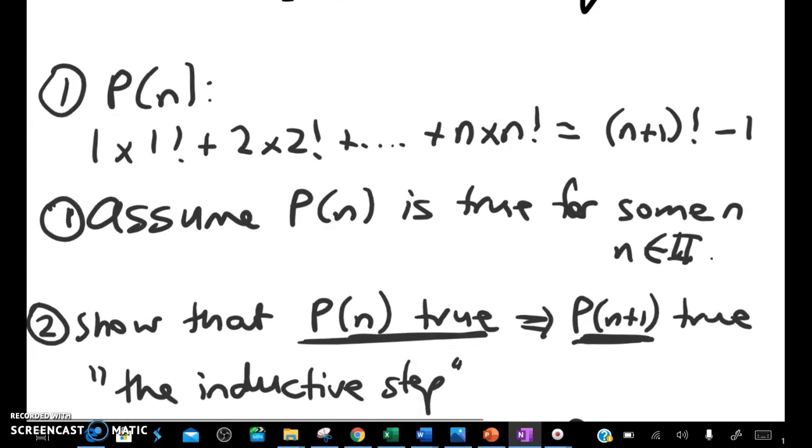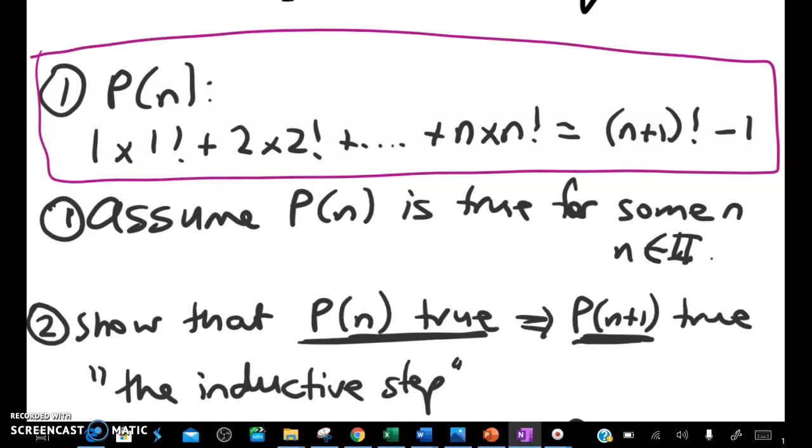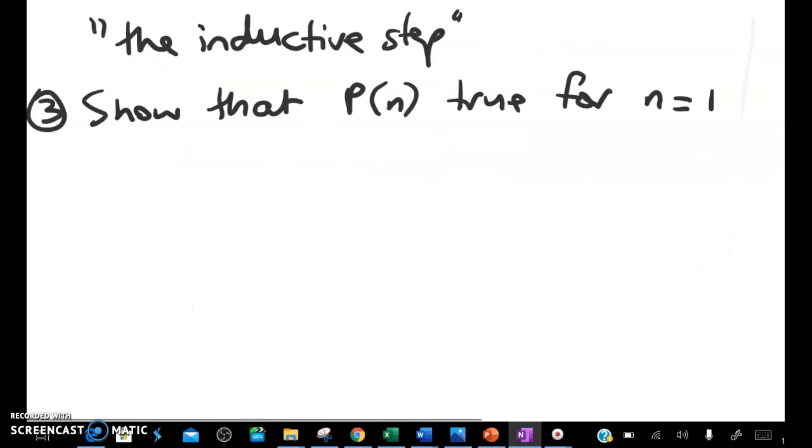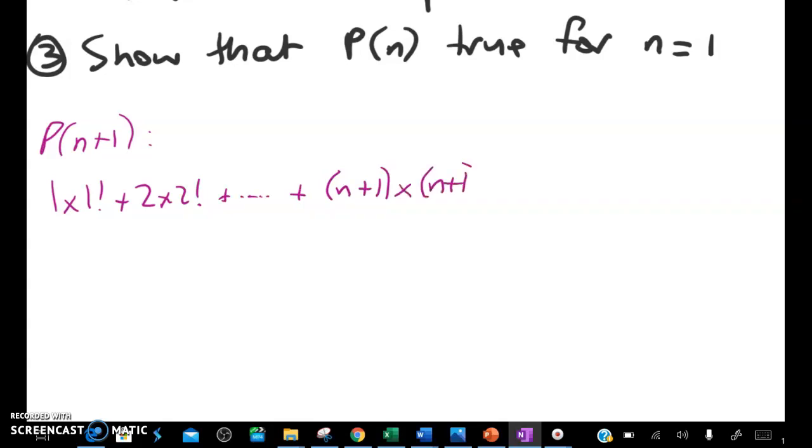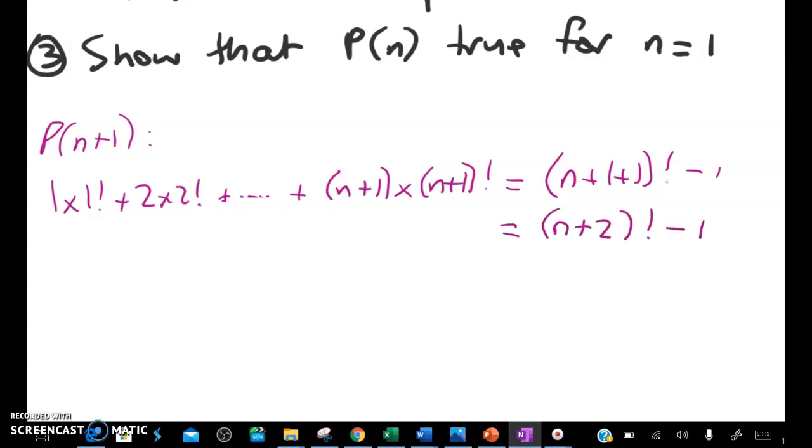So we've already started by writing out what P(n) is, right? That's my starting point. It's always good to write out P(n+1) because that shows us where we're trying to go. So P(n+1) is this: 1 times 1 factorial, and so on, but this time going all the way up to this case, where we're going to have (n+1) factorial minus 1, so (n+2) factorial minus 1.